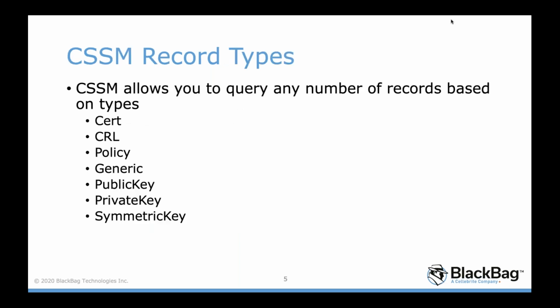CSSM itself basically acts like a database where it allows applications to query records based off certain types. And there are a number of built-in record types, which I have listed here. And the keychain does support all of these record types. The most important here being public key, private key, and symmetric key.